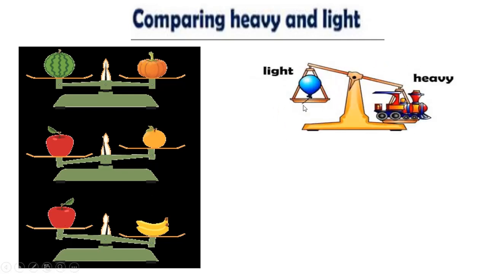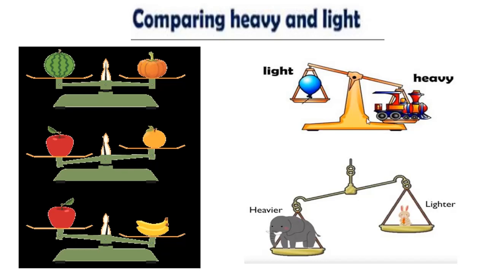Here are some more examples: balloon and toy train. The balloon is lightweight and the toy train is heavier than the balloon, so it has come down. And here they are comparing an elephant and a rabbit. The rabbit plate is on top and the elephant plate has come down. So the elephant is heavier than the rabbit.